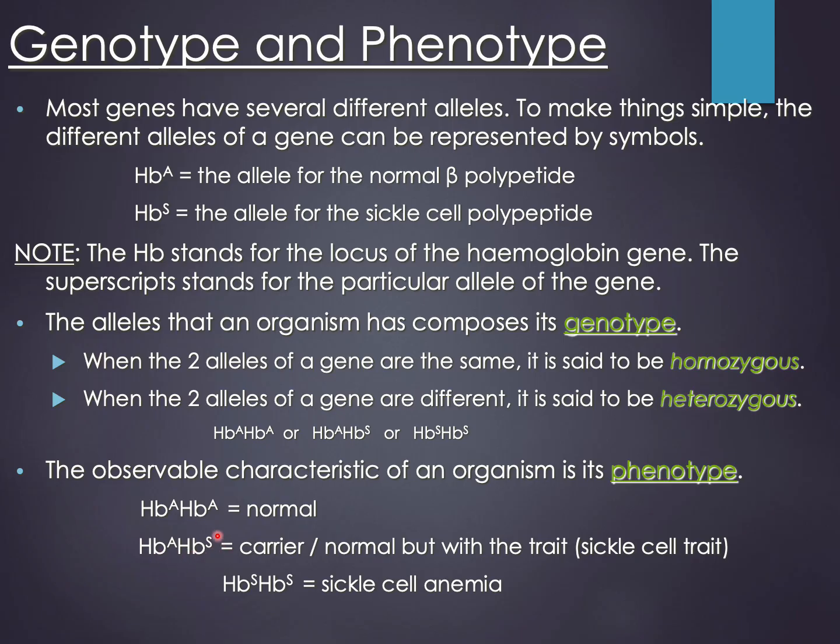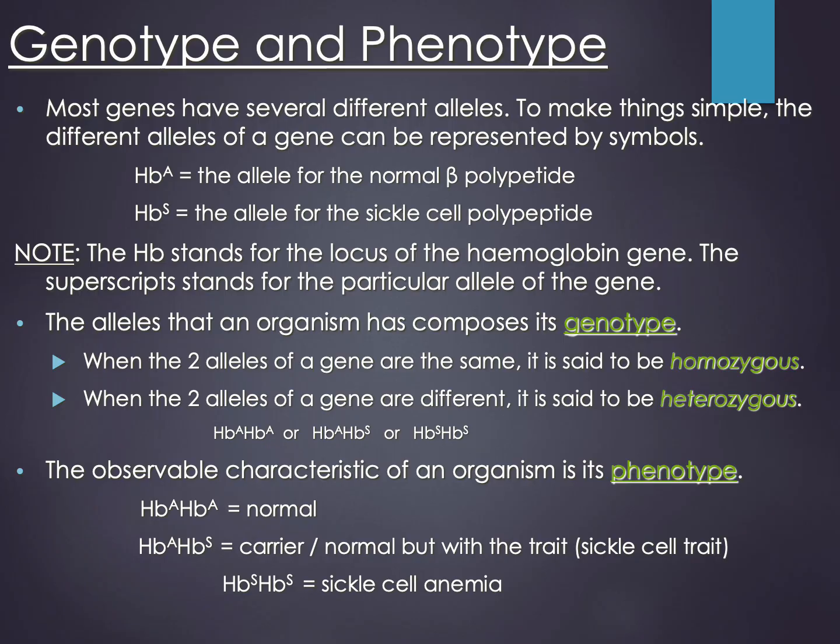So we have an individual that's a carrier, but they're normal due to the dominant trait. And then if you represent both recessive traits, that's homozygous recessive, this individual is going to represent sickle cell anemia.